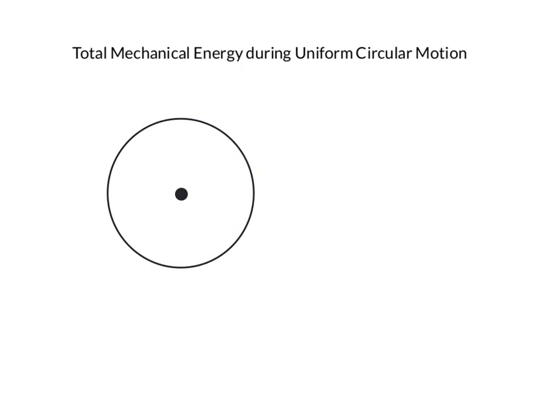Considerations of the total mechanical energy during uniform circular motion. Total mechanical energy. Right off the bat, that tells me that we're going to be looking at adding both potential energy and kinetic energy together to find out exactly what is going on. So, E mechanical will be equal to our potential energy plus our kinetic energy.